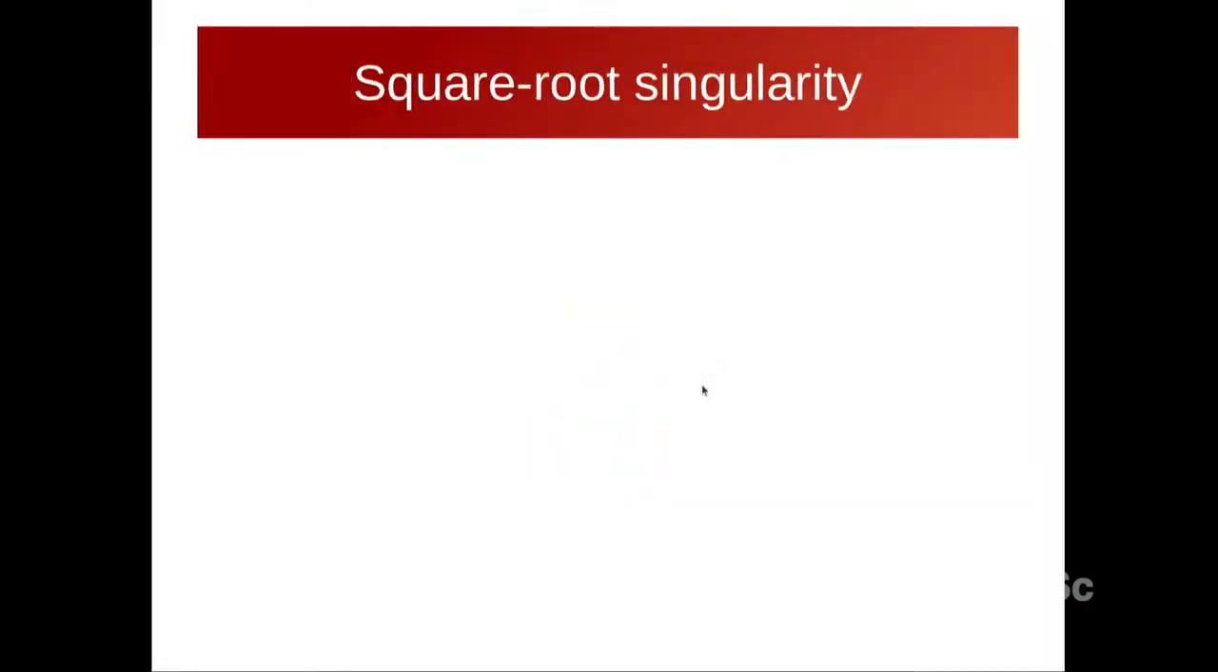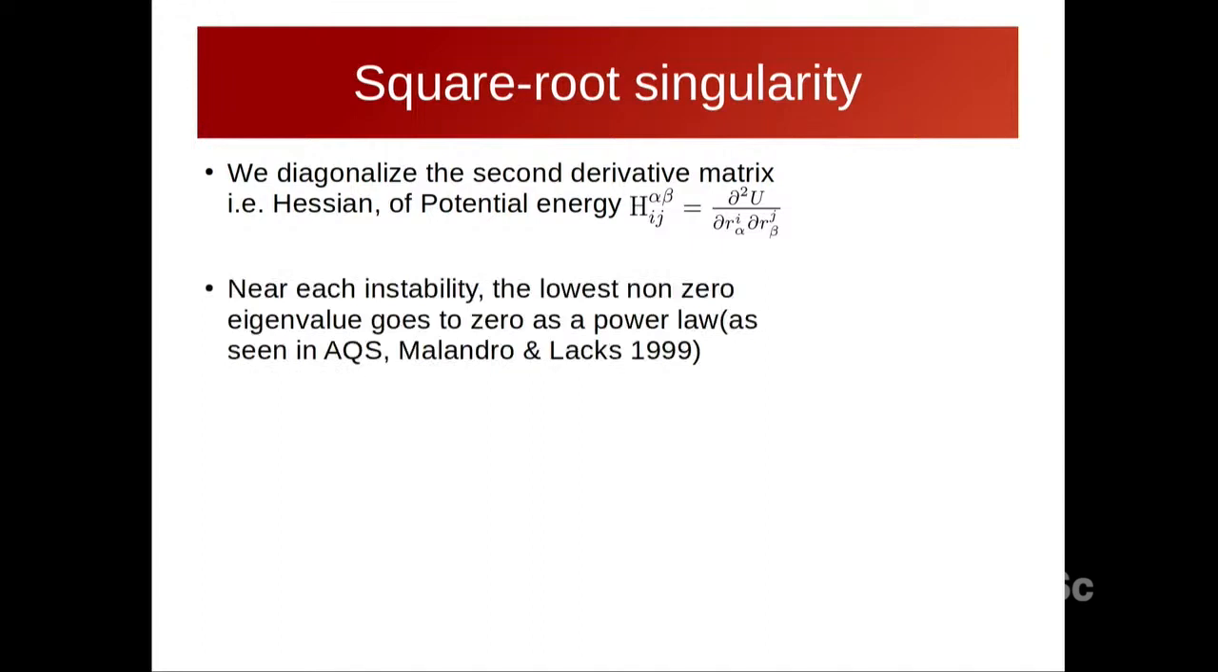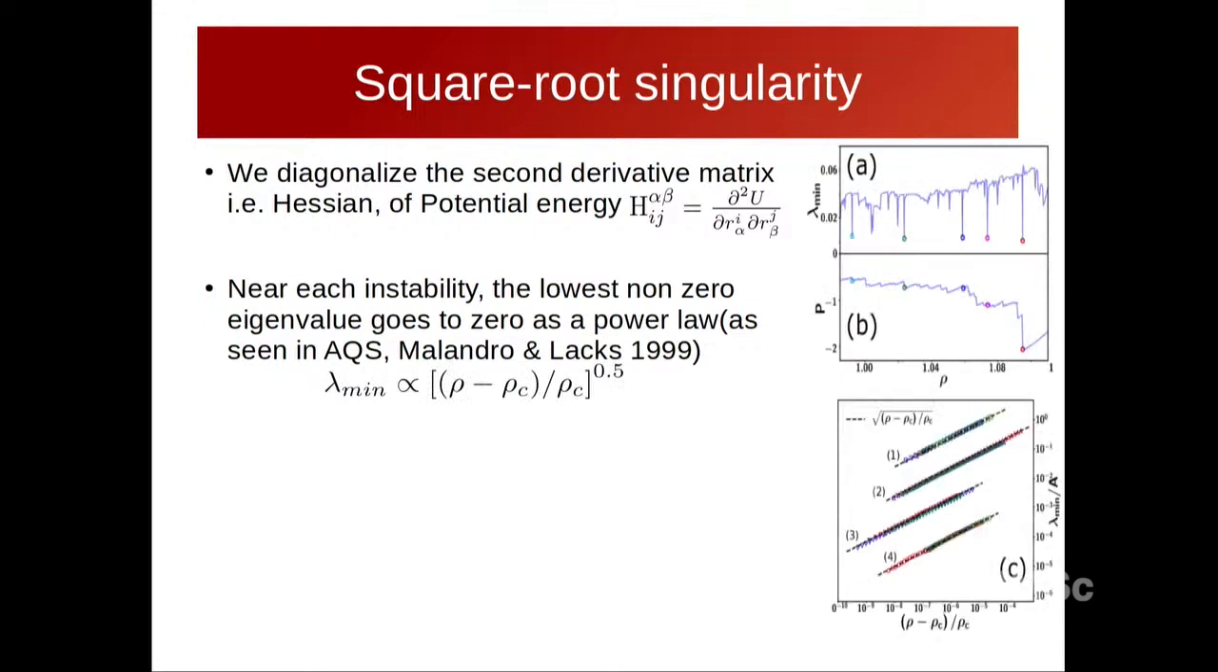Now, as I told you, these cavities grow via pressure drops. So one natural thing we were trying to look at is what happens on the potential energy landscape. To see this, we look at the Hessian of the potential energy in the simulations, and we find that near each instability, the lowest non-zero eigenvalue goes as a power law with the exponent 0.5.